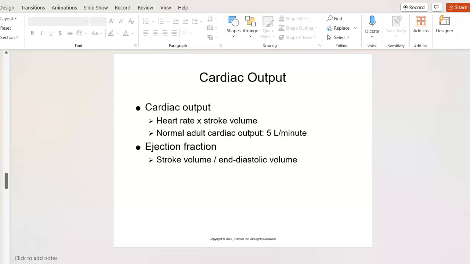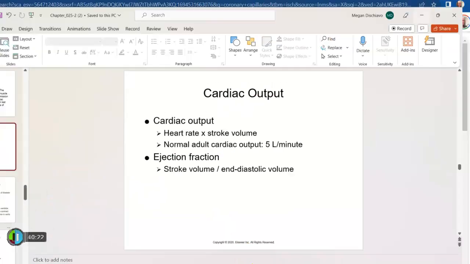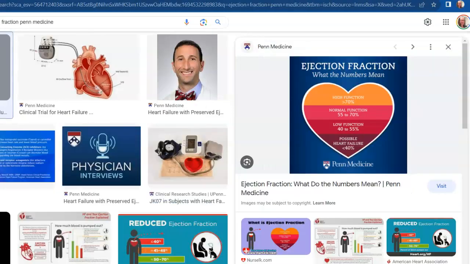Cardiac output is going to be heart rate, so beats per minute, times stroke volume. Stroke volume is the amount pumped out per pump. That is approximately 5 liters a minute for a normal adult. Ejection fraction is stroke volume divided by end diastolic volume. So that is how much you're pumping out and how much is left. I believe I pulled up a good picture for that. Here it is.